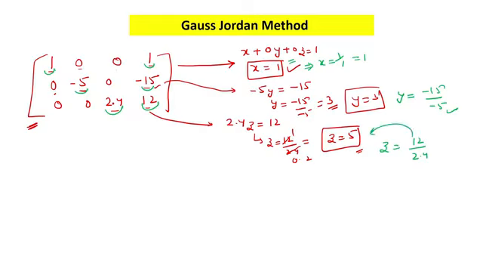So I think by this example, you have now understood and you are confident about how we can apply the Gauss-Jordan method to find the solution of simultaneous linear equations. Now it's time to understand how we can implement this Gauss-Jordan method in code, that is, in C programming. For that, let's first understand the pseudocode for this method.